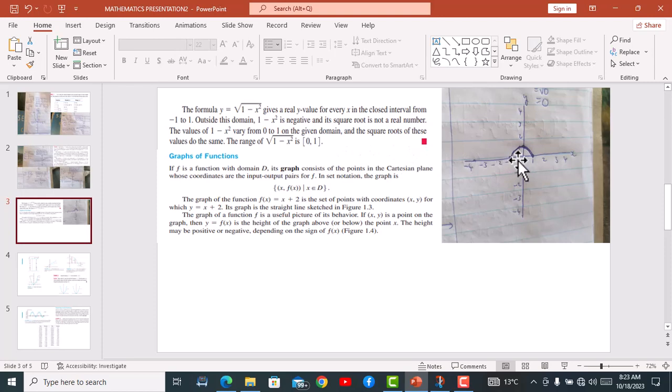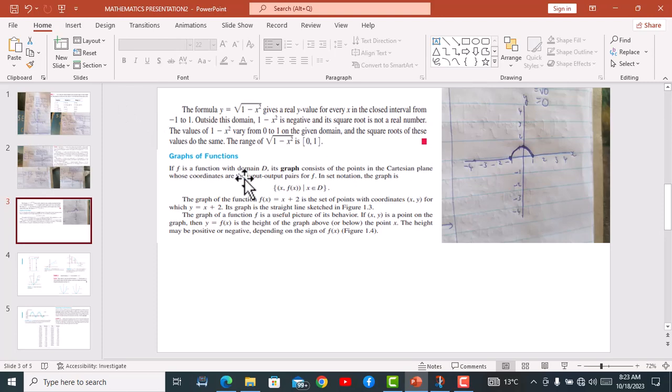From -1 to 0 are the values of the domain. So any number you can get from -1 to 0 will satisfy the conditions. All right, that is that, and then we will look at the graphs of functions. So it is very important that we note that.